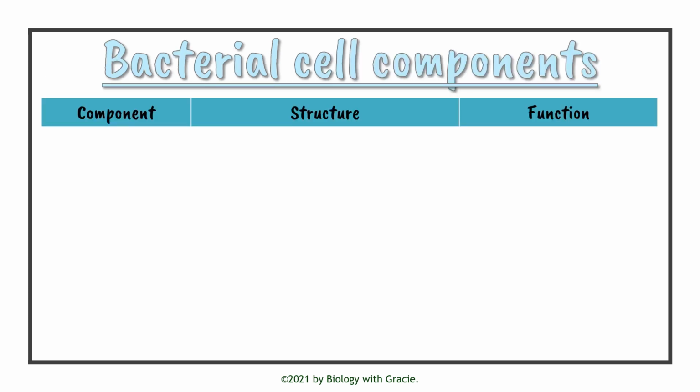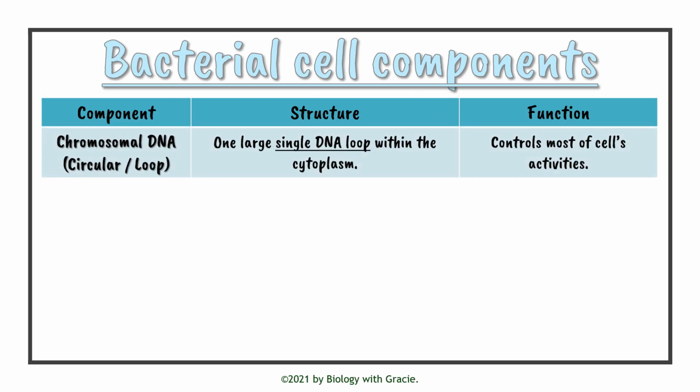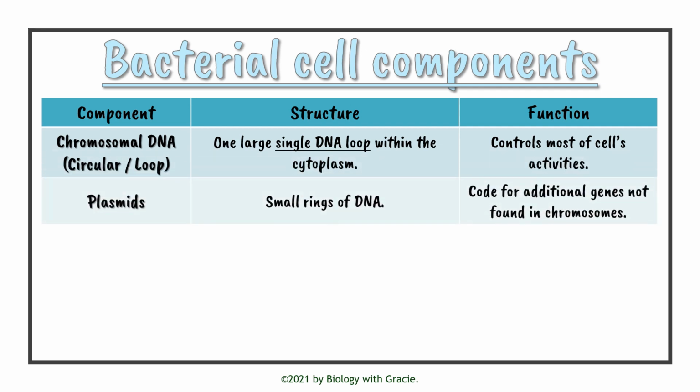So now I'm going to talk through the bacterial cell components. We've got our chromosomal DNA, which is also called circular DNA, and this is essentially one large single DNA loop, and this is held within the cytoplasm, and its role is to control most of the cell's activities, just like the nucleus in eukaryotic cells. We've then got plasmids, which are smaller rings of DNA, also called extrachromosomal DNA, and these code for additional genes which aren't found in chromosomes.